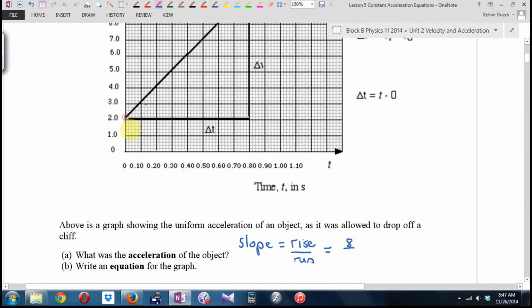Well, it looks like I started at 0, and it looks like I finished at, is that 0.8? I'm going to double check because the typing isn't quite lined up. 0.1, 0.2, 0.3, 0.4, 0.5, 0.6, 0.7, 0.8. So what's my run from 0 to 0.8? 0.8.